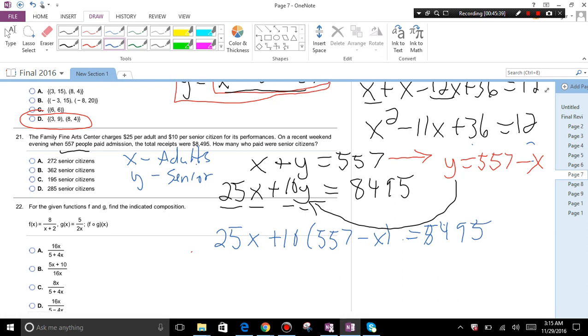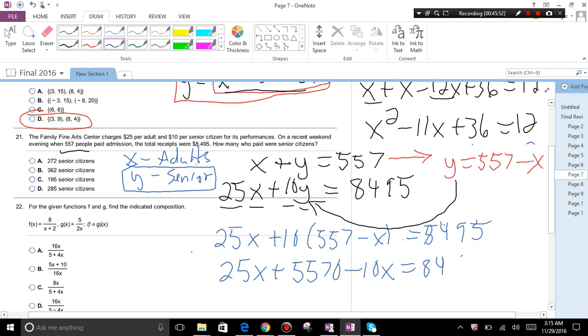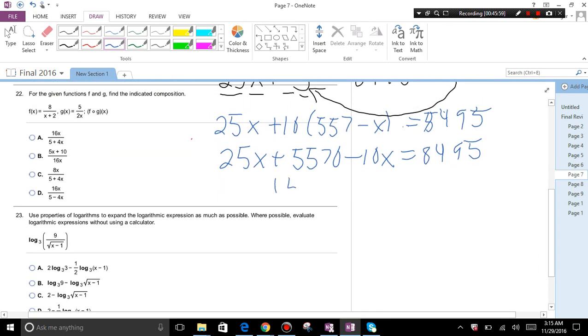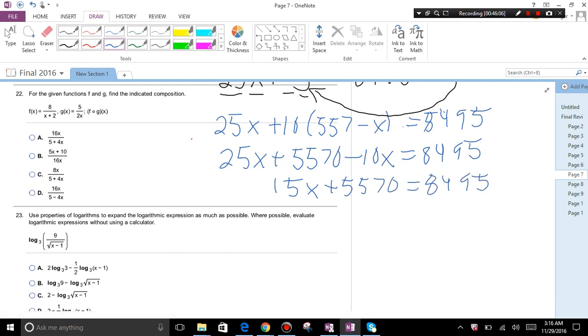And once you get x, remember, we're looking for y. They wanted to know the number of senior citizens. So 25x plus 5570 minus 10x equals 8495. Combining like terms, 25x minus 10x is 15x. 15x plus 5570 equals 8495. And for 15x, subtracting 5570 on both sides, I want to get the calculator out.